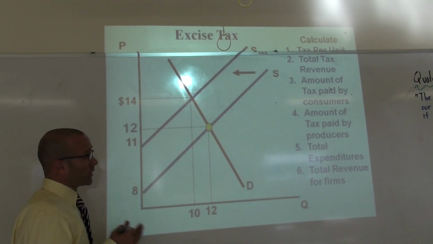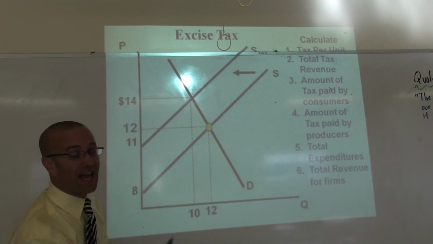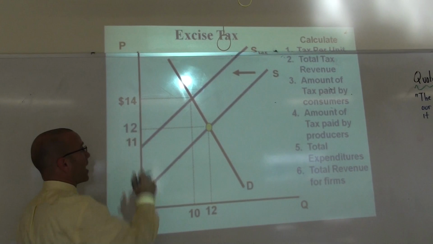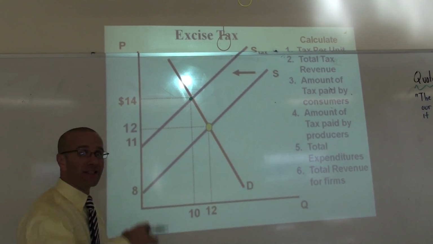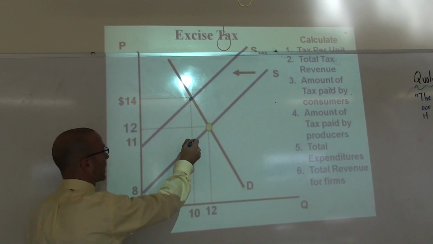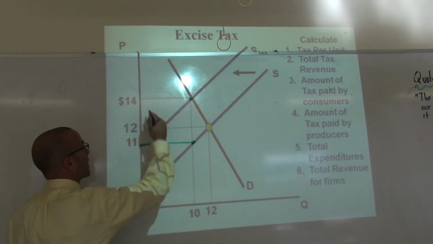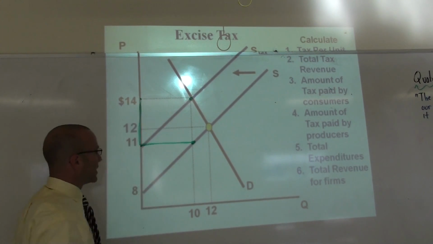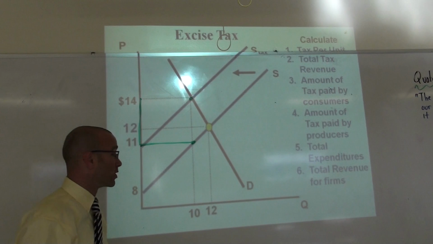Alright, so what's question number one? What is the total tax? What's the tax per unit? Well, this is what the buyers are paying, right? We know that the value of the tax is the vertical distance between the two supply curves. So the tax is down here, right? So this area here, 14 to 11, is the tax per unit. So the tax per unit is $3 per unit.